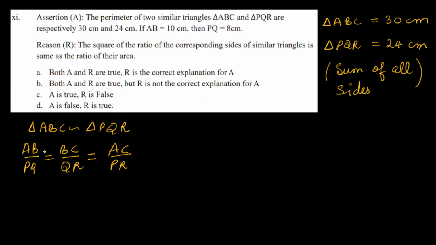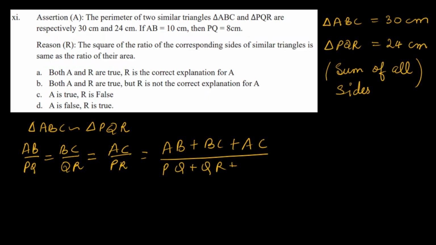Just remember, if any ratios are equal, then the ratio of their sums will also be equal. So what does it mean? If AB by PQ is equal to BC by QR is equal to AC by PR, then it will also be equal to AB plus BC plus AC by PQ plus QR plus PR. This is a result of ratios that you can remember.